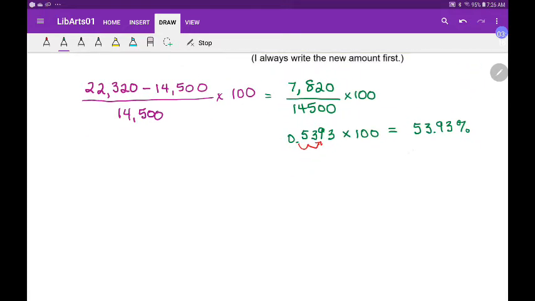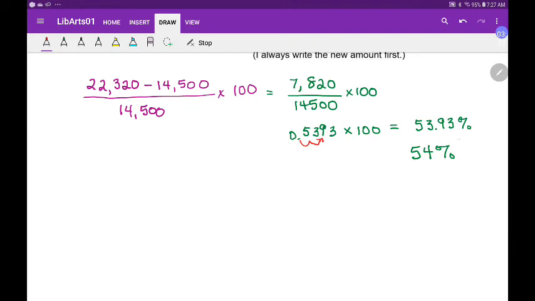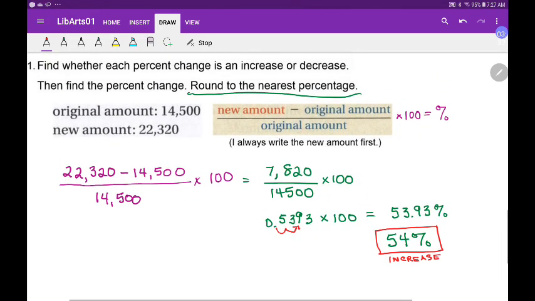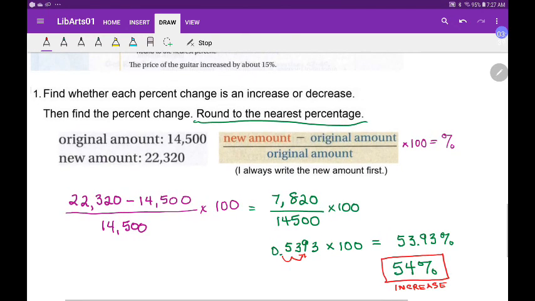But they tell me round to the nearest percent. Okay, the nearest percent is 54 because I have a 9. So that says round the 3 up to a 4. And there's my nearest percent. So I had a 54%, which is positive, so I'd say it's an increase. Which is the way I do it, it's obvious because it's plus. It's a positive number, so. Okay.